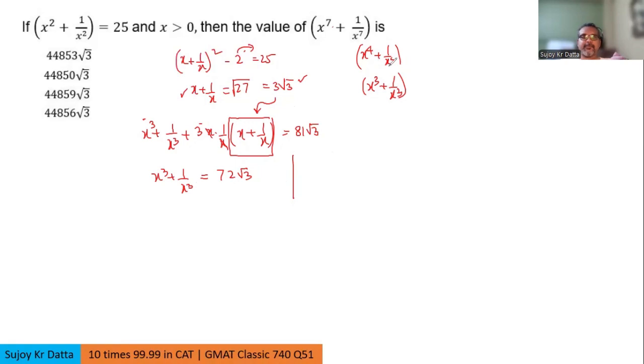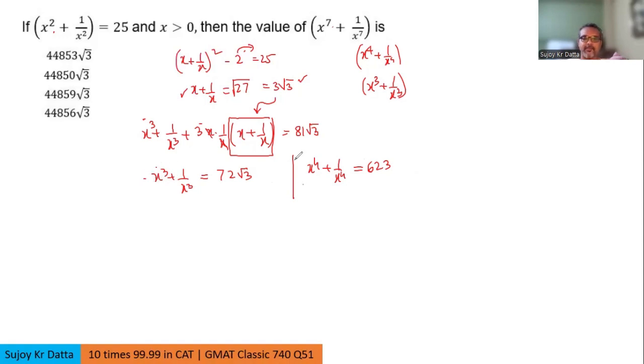Then to get x to the power 4 plus 1 by x to the power 4, just square this. You get a plus 2 also, so plus 2 is equal to 625. On the next step, get rid of the 2. We'll take it to the other side, so we will end up with 623. Now let us multiply these two.